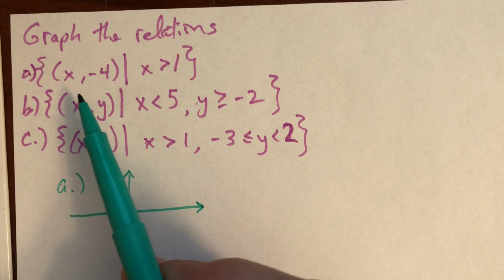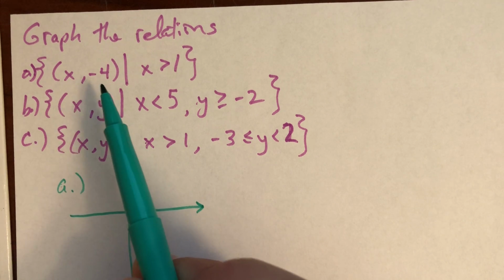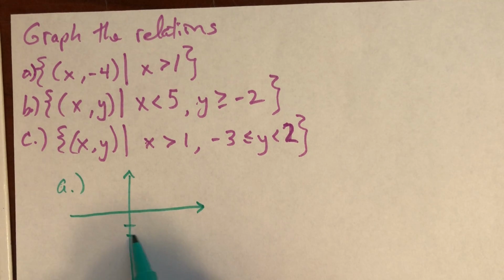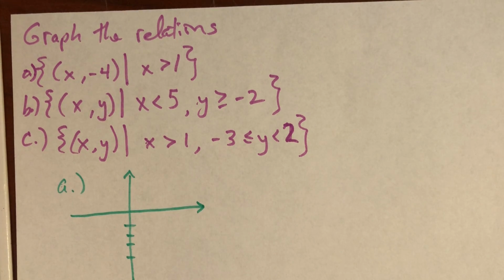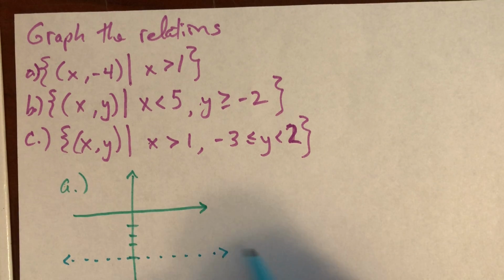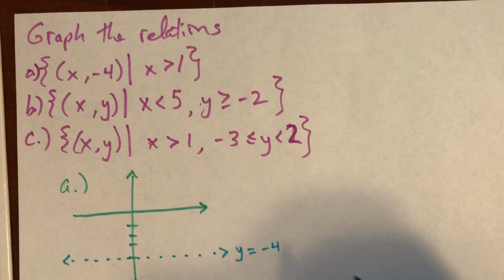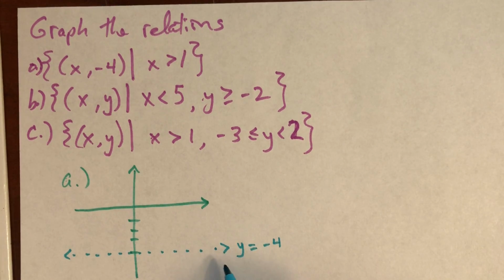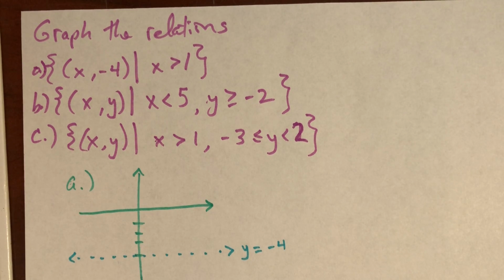We want all the ordered pairs whose y values are -4. So we'll go down to -4, and there's -4. Any ordered pair that is a member of this relation must be on this horizontal line right here. That's what it means to have a y value of -4, so we'll write y = -4 there. That's what this line is. It's dashed, so we're just using it as a framework for where we want to draw.